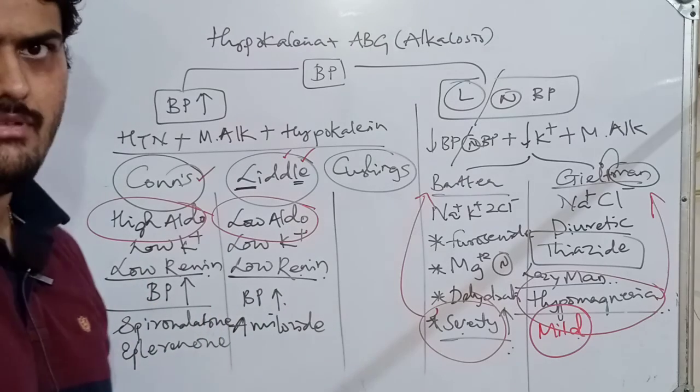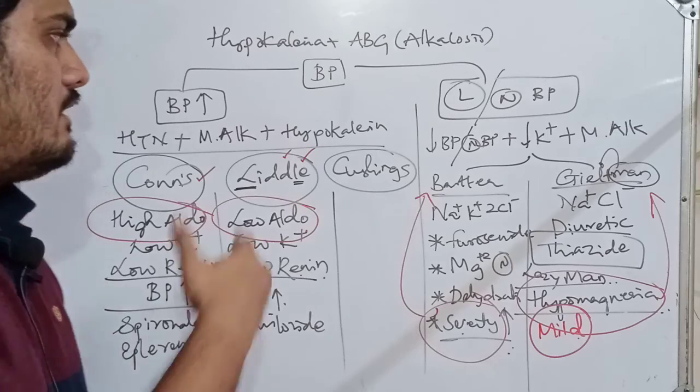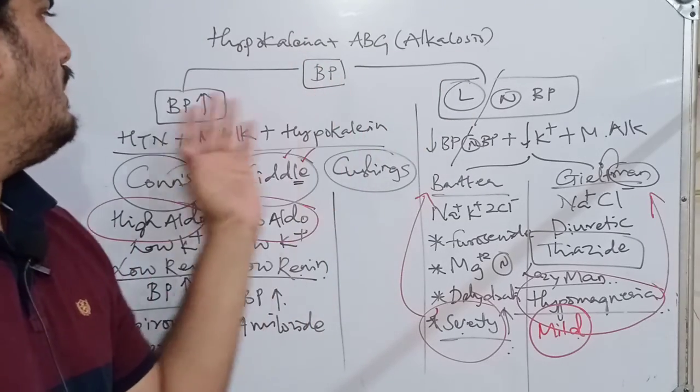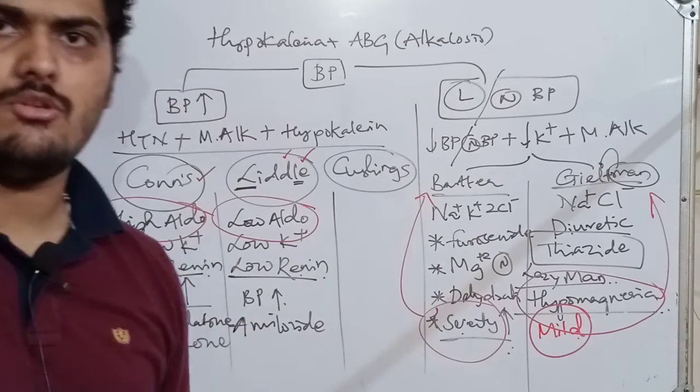This is a very brief representation or summary of hypokalemia with hypertension and normal to low blood pressure.